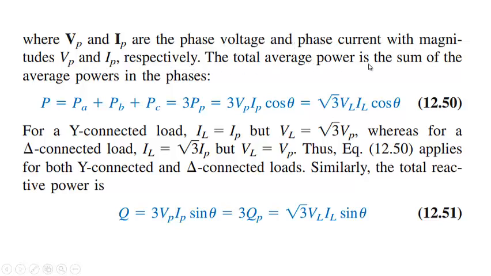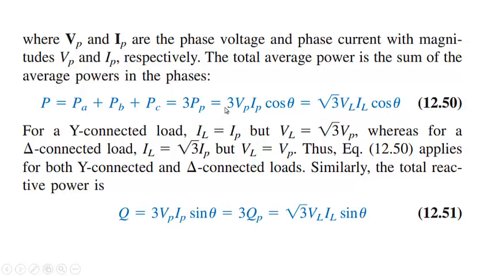The total average power is the sum of the average power in the phases, that is Pa plus Pb plus Pc, that is 3 Pp, that is 3 Vp Ip cos of theta. So in terms of line values, we write this 3 as root 3 into root 3. So it will be equal to root 3 into root 3 Vp Ip cos of theta. So root 3 into Vp for Y connected load will be equal to VL, and IP and IL, that is phase current and line current, will be the same. So total power for a Y connected load will be equal to root 3 VL IL cos of theta.